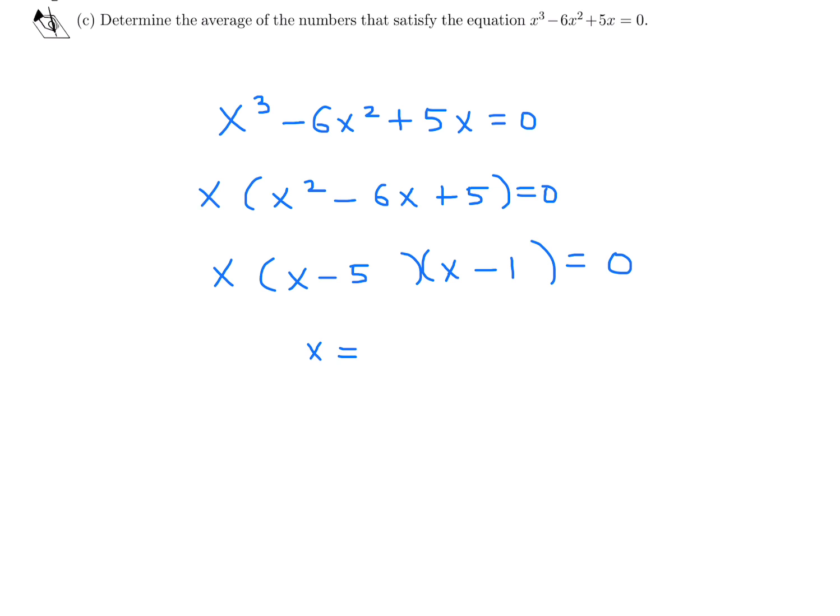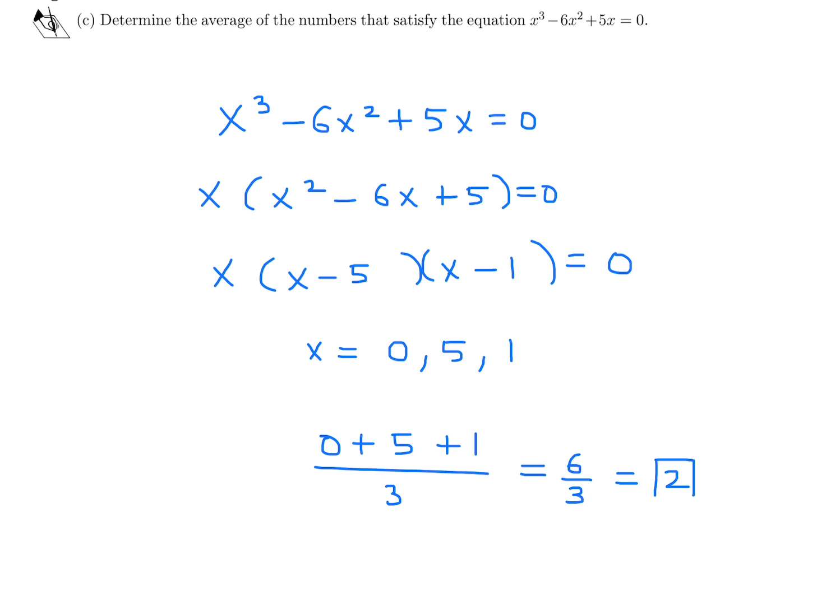So that means the roots are 0, 5, and 1, and they want you to find the average. So the average of those three numbers is 0 plus 5 plus 1 divided by 3, which is 6 over 3, which is equivalent to 2.